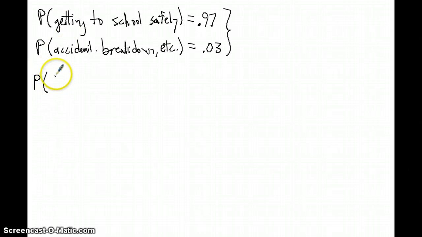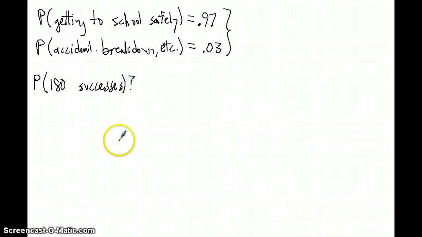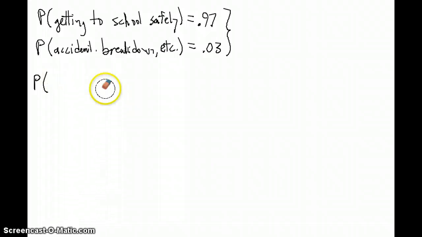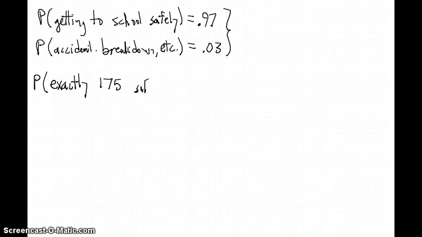Probability of, and there's how many school days in a year? Let's say 180. Success, or getting to school safely. Actually, you know what? That's kind of silly. 180 would be too easy. Let's say I want to make a harder problem. Because with 180, you would just take this to the 180th power. That's not what this is about. Let's say exactly. What's the probability that you do exactly, and I don't want to pick one that's kind of in the middle of the chart here, exactly 175 safe trips. Now that's really weird.